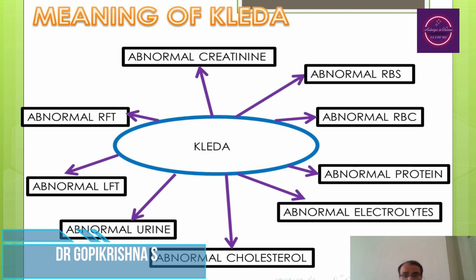If all these are present in normal proportions, such as urea, RBC, WBC, proteins, if they are present in the normal proportions, that is considered to be normal Kleda. If they are not present in the appropriate proportion, then it is termed abnormal Kleda.